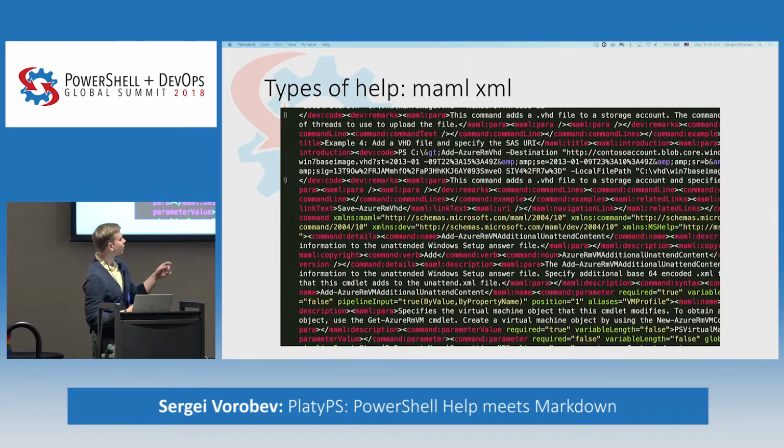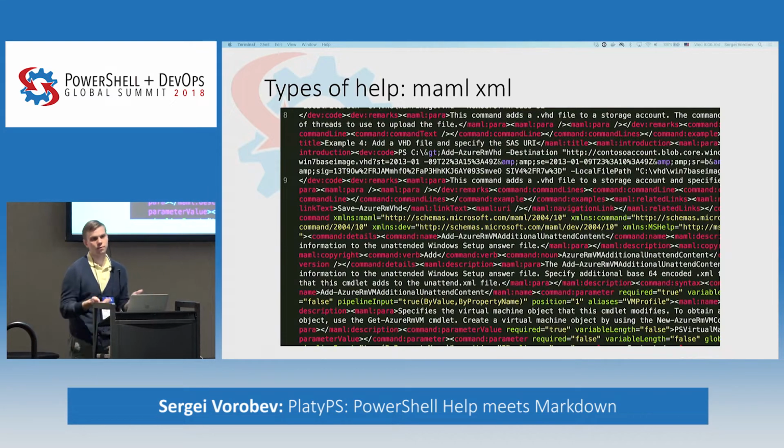It's also the only way to provide help that allows you to ship more than one language. If you have requirements to have an English version and a German version, you basically have to use MAML-based help for that, because in the code you can only have one language.